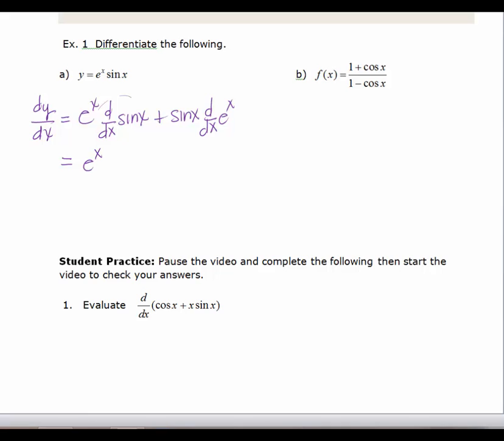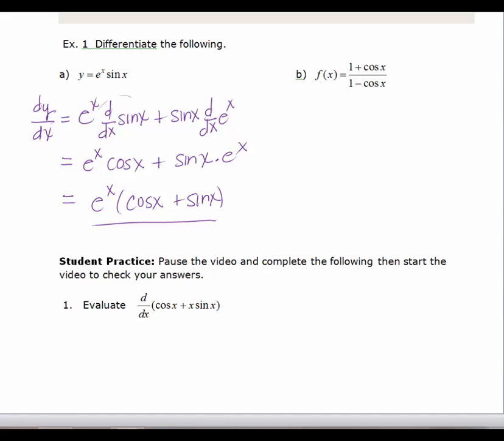So we're going to have e to the x times the derivative of sine x, which is cosine x, plus sine x times the derivative of e to the x, which is e to the x. As often as possible, I want you to factor out any common factors. So we factor out the e to the x, and we get cosine x plus sine x. Now there is a trig identity that says sine squared plus cosine squared is equal to 1, but these are not squared, so you can't make a substitution. So this is your derivative.